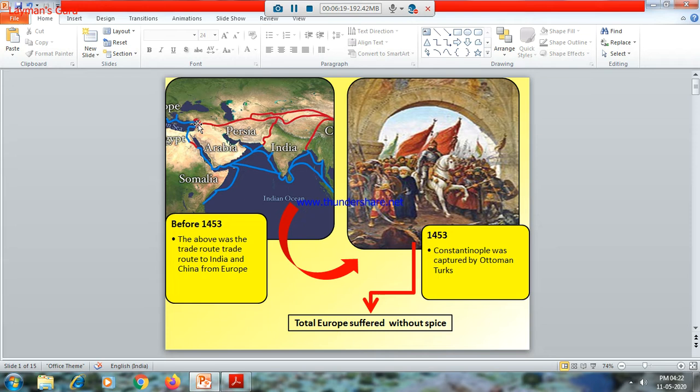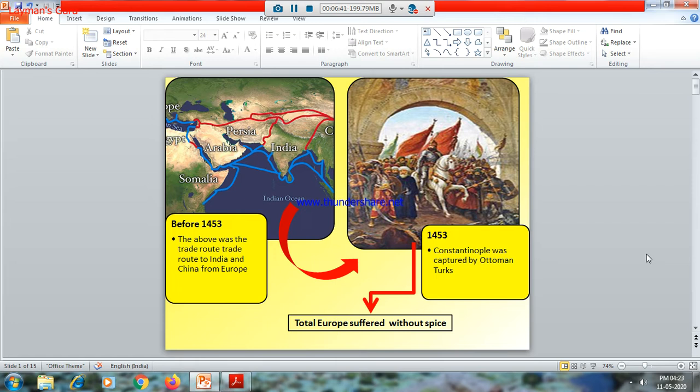This is a partially land and partially water route. This is totally a land route to India to buy spices. Why is this spice very important for European people?